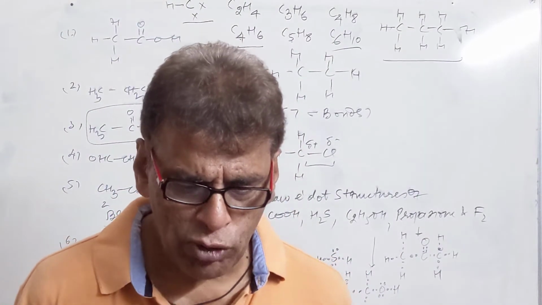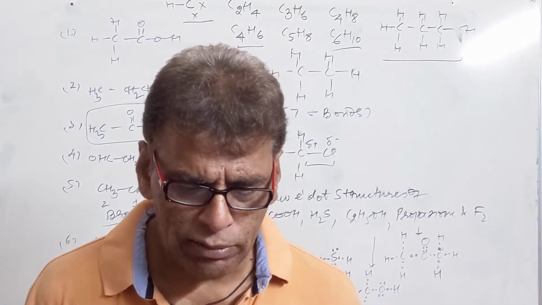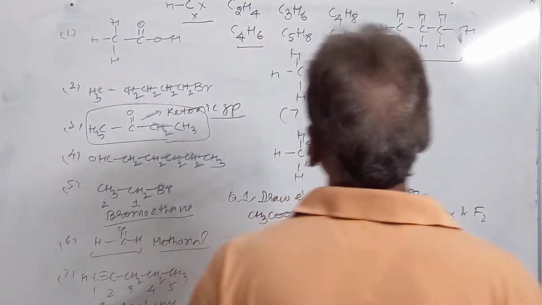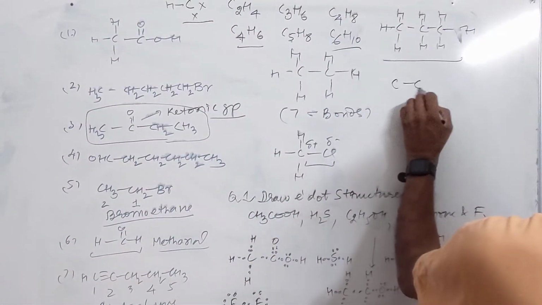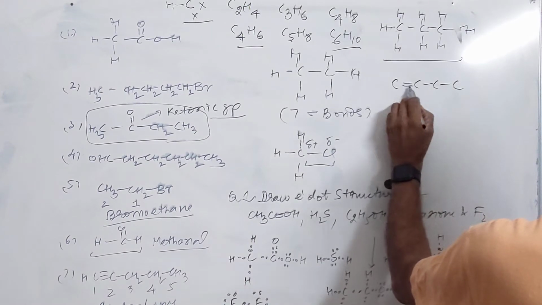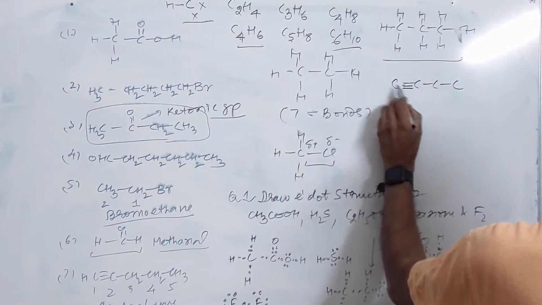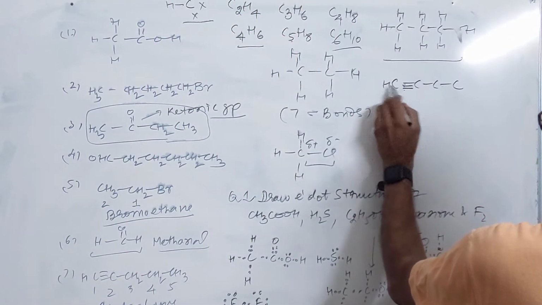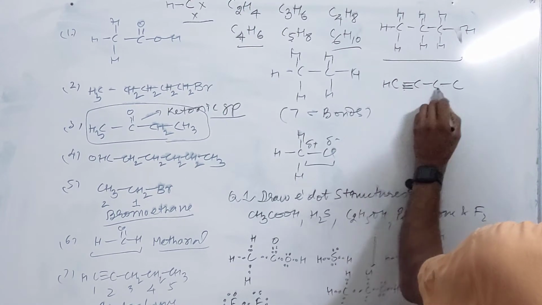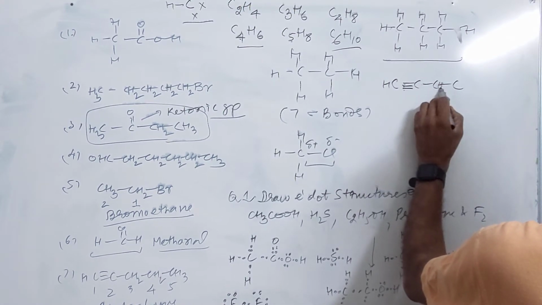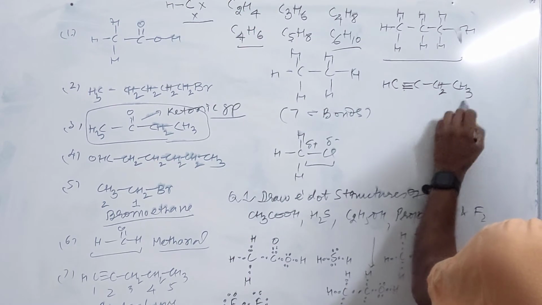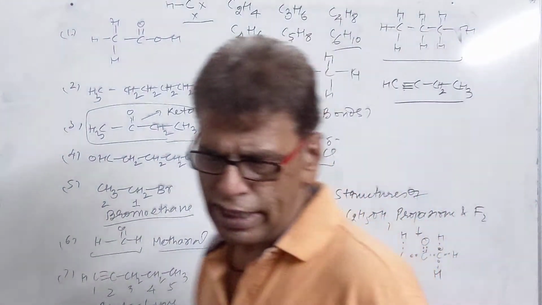Write name and formula of the alkyne having 4 carbon atoms. So 4 carbon, you make the chain of 4 carbon, 1, 2, 3 and 4. You introduce triple bond here. Now make it tetravalent. 3 bonds formed, 1 hydrogen; 4 bonds formed, 1 hydrogen; here 2 bonds formed, 4 minus 2, 2 hydrogen; here 1 bond formed, 3 hydrogen are attached to it.